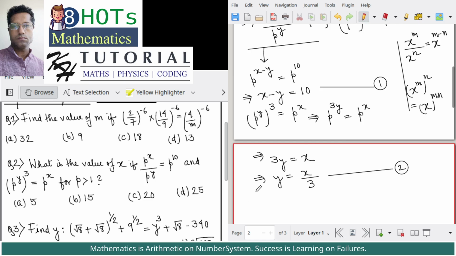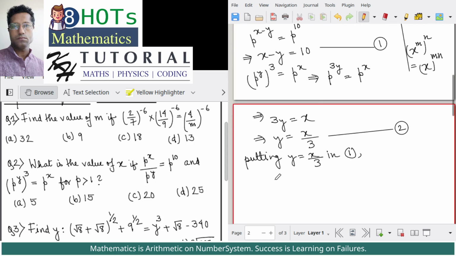So now putting y is equal to x by 3 in 1, what do we get? x minus y is equal to 10. y we know is x by 3. So we get x minus x by 3 is equal to 10. Simplifying x minus x by 3, we will get 2x by 3 is equal to 10, and this will imply x will be equal to 3 by 2 multiplied by 10, which is 15.